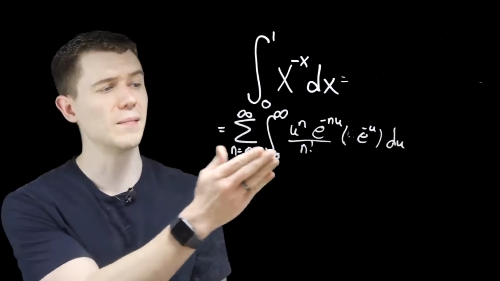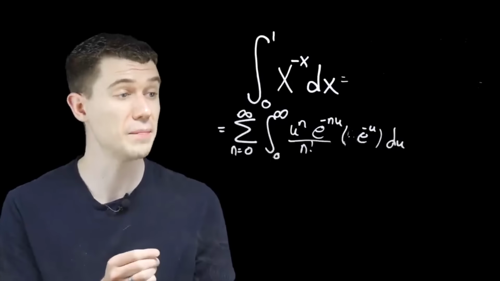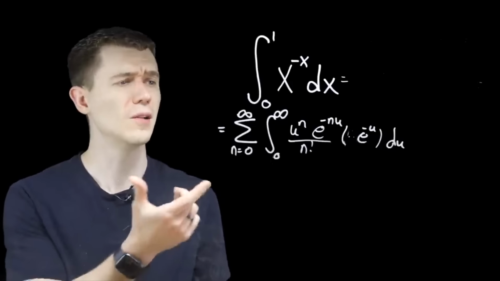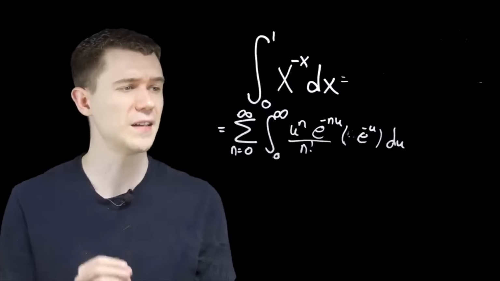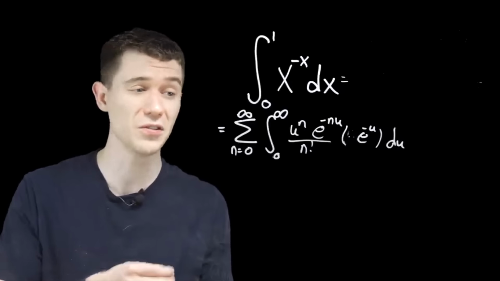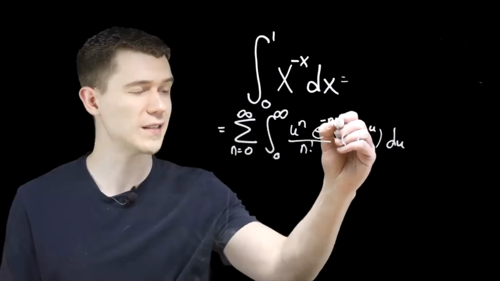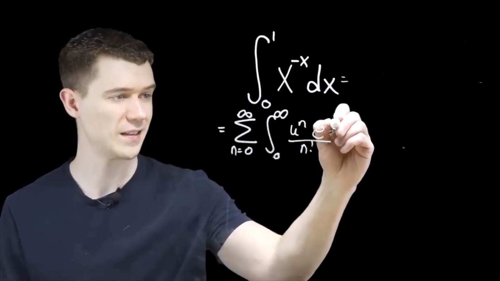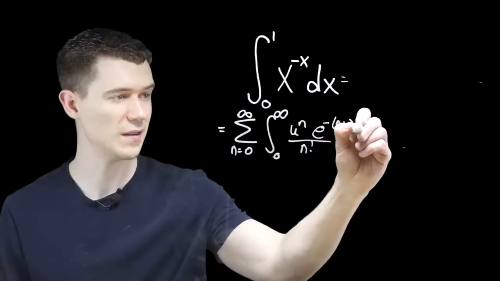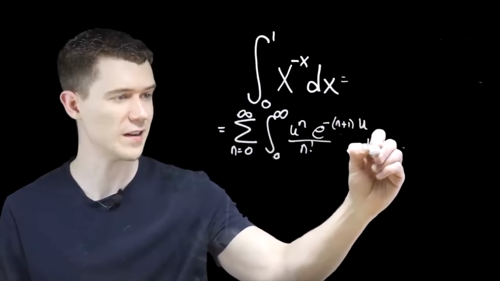Now, since we have some like bases going on here, e to the minus nu and e to the minus u, let's combine those and get a common base: e to the minus nu minus another u. We could rewrite this, factoring out the u, as e to the minus n plus 1 times u. Looks a lot nicer, I think.